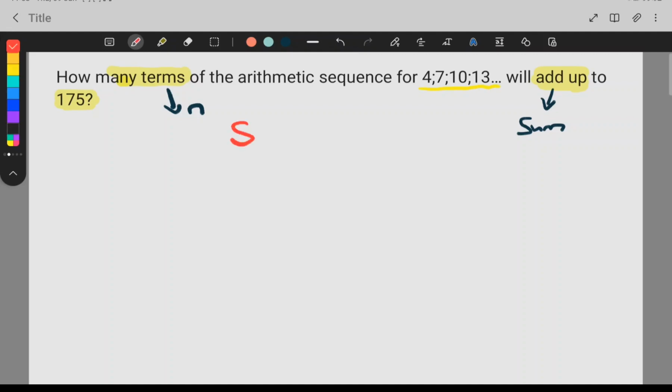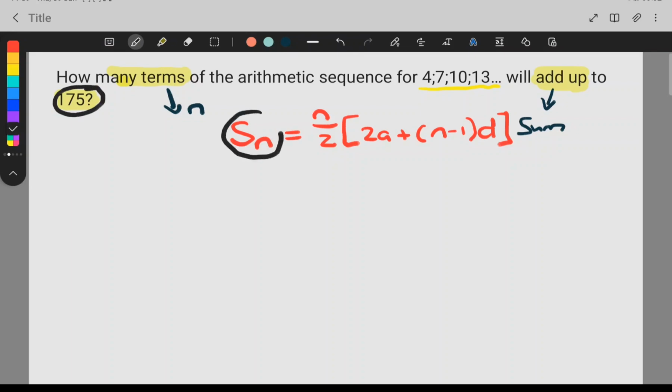Let's write the formula down. This formula is on your formula page, so you just have to look at your formula page and copy it on your answer sheet. Now remember, I told you the sum is given. That means this 175 is the sum over here. So 175 is equal to n, which we don't know, then 2 times a.